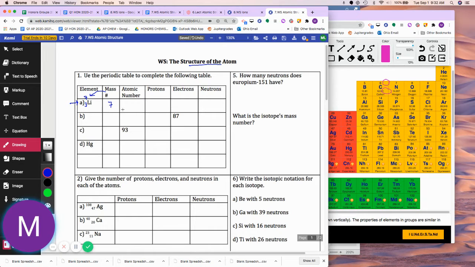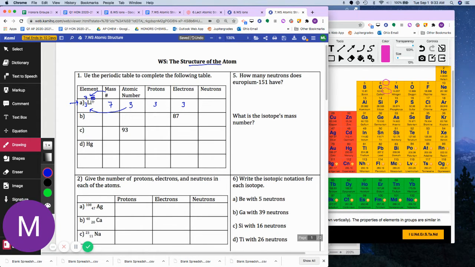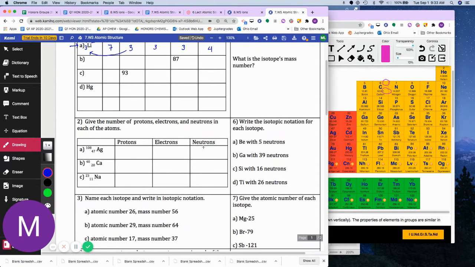The atomic number is the 3, which is the same as the number of protons, which is the same as the number of electrons because this is neutral. As you can see, there's nothing in the top right-hand corner. That means it's a 0. Okay, so it has 0 charge. So the neutrons would be 7 minus 3 equals 4. So for this one, this is the AZ notation. Again, this one's a specific isotope, so you have the mass number of the isotope and the atomic number of the isotope right there.